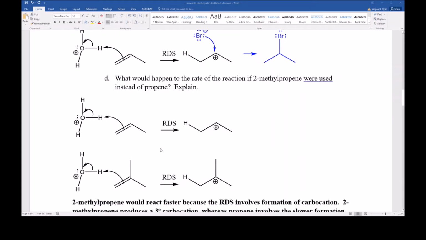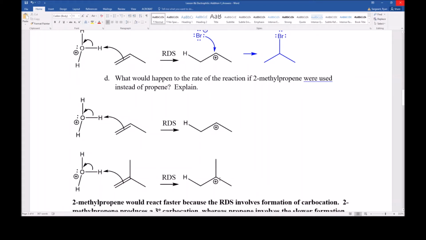So this question asks about 2-methylpropene, which is down here on the bottom, versus propene, which is the systematic name for this compound up here on top, and it's still the same first step of the mechanism. And since the question is specifically asking me about the rate of the reaction, the only step I care about is that rate determining step. So in the rate determining step, I am making a carbocation.